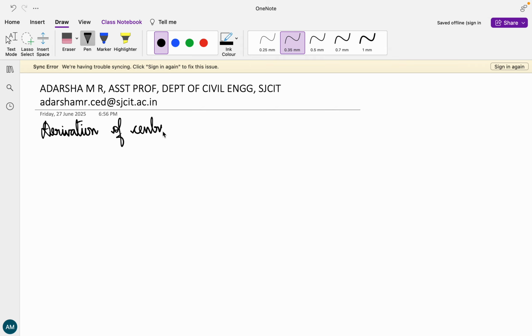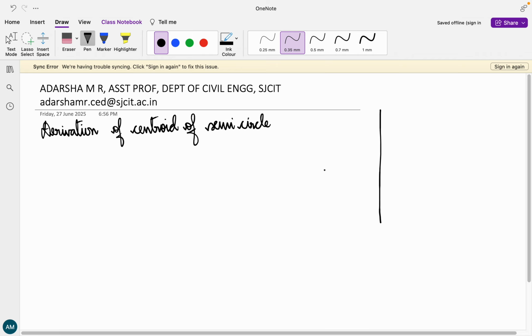Let us talk about the derivation of the centroid of a semicircle. I am going to consider a semicircle over here, something like this. This is going to be my x axis, this is going to be my y axis. The radius of the semicircle is going to be r.